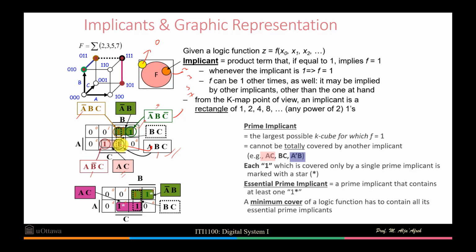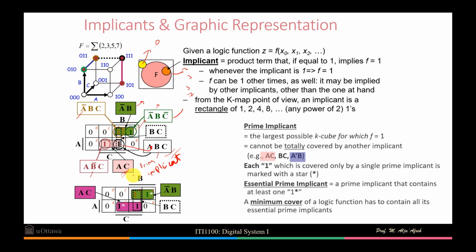Now, can I group these two in a group of 4 to eliminate any of the variables here, AC? The answer is no. Therefore, AC is a prime implicant, as well as A prime B is a prime implicant. Okay?